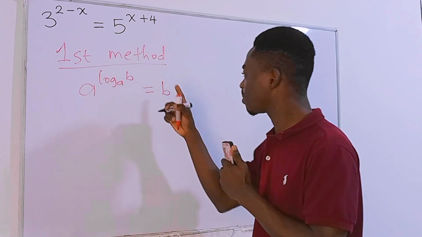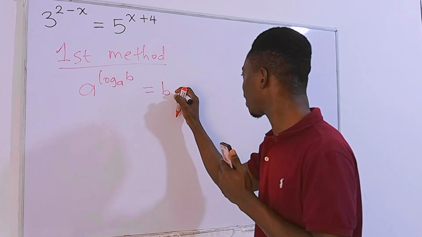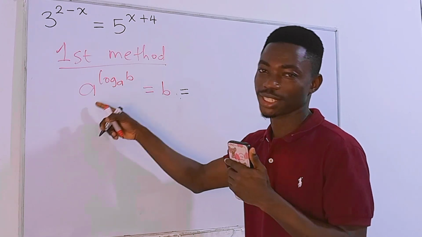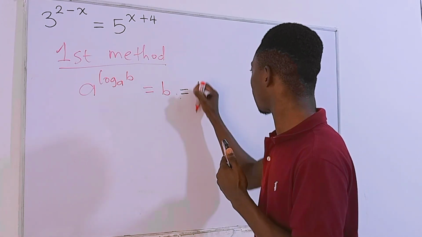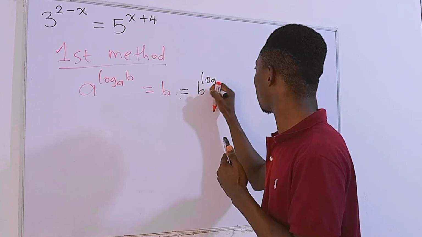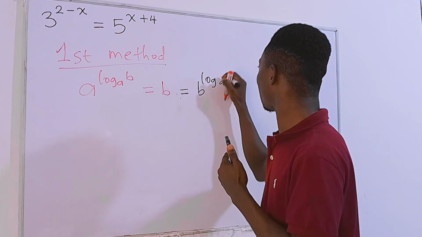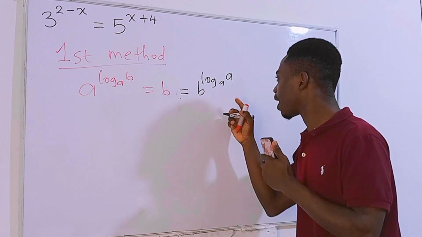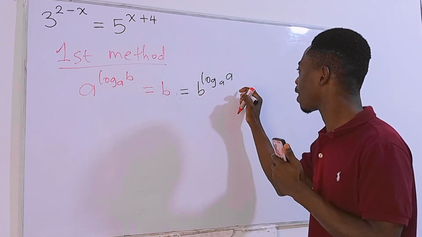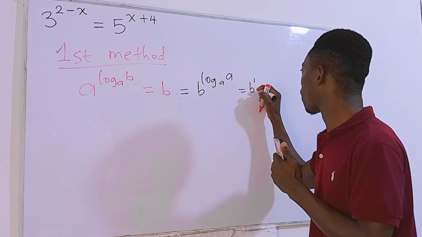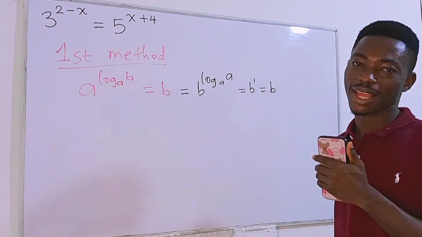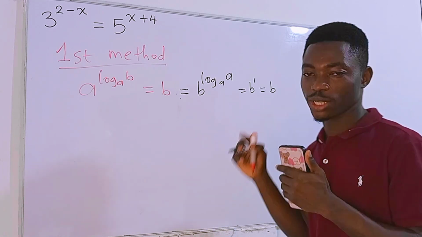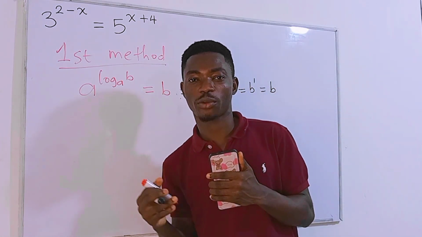This right here is b simply because it is the same as interchanging their positions, right? So it is the same as b to the power log base a of a. And clearly we know that this right here is giving us 1. So we will have b to the power 1, which is still b. And we are there.